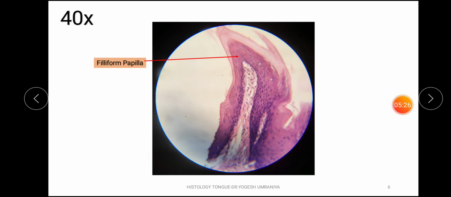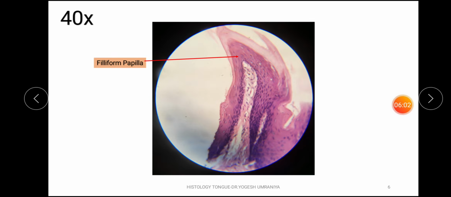Okay. Next one, that is the photomicrograph under the 40x lens, and to show particularly one and only thing, that is the filiform papillae, the conical projection of the lamina propria underneath the epithelium. This is seen on the dorsal aspect of the tongue, particularly in the anterior 2/3 of the tongue. So this is the filiform papillae, okay? And here you can see the keratinization of the tip of that epithelium.